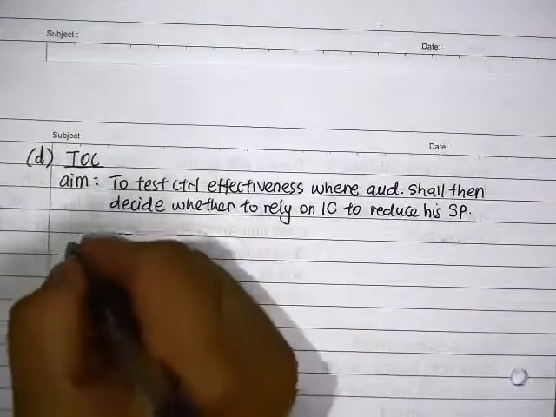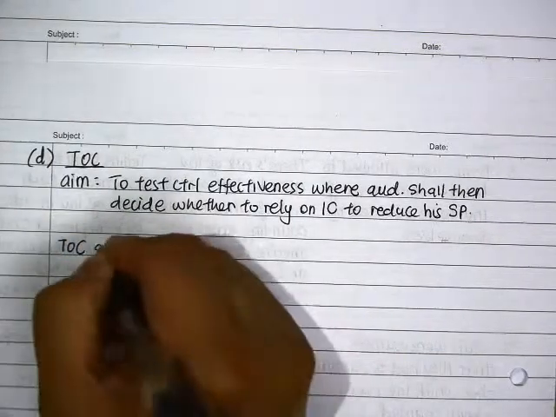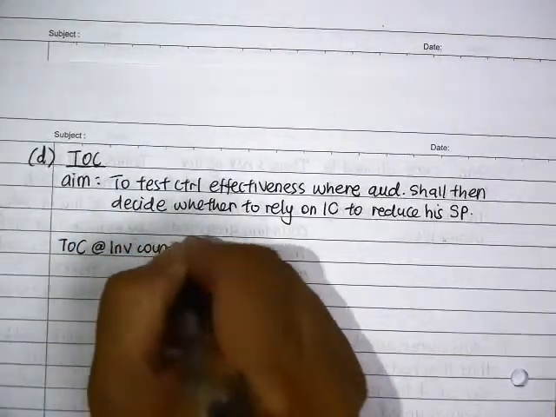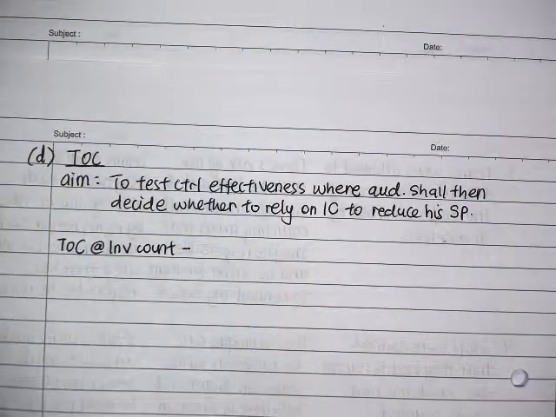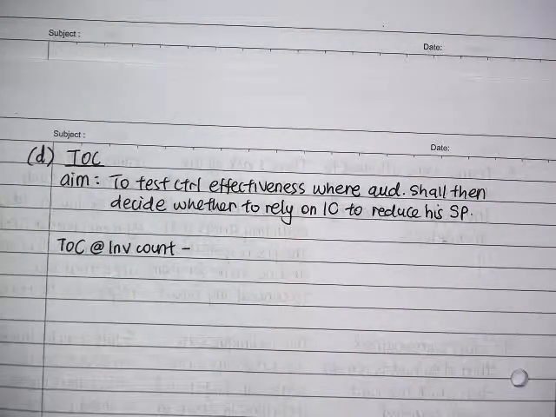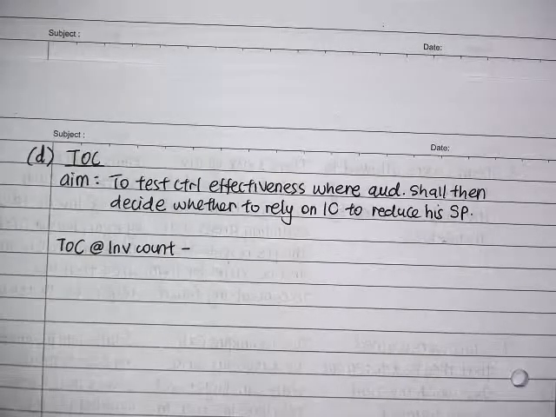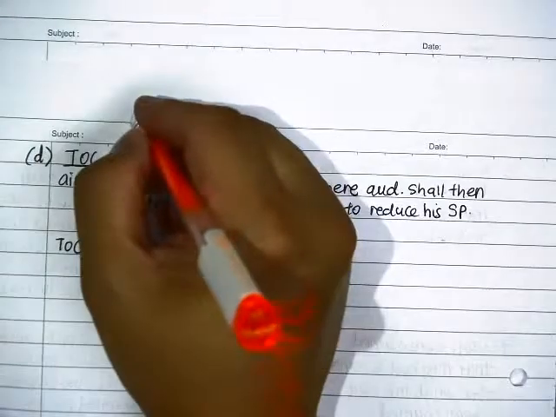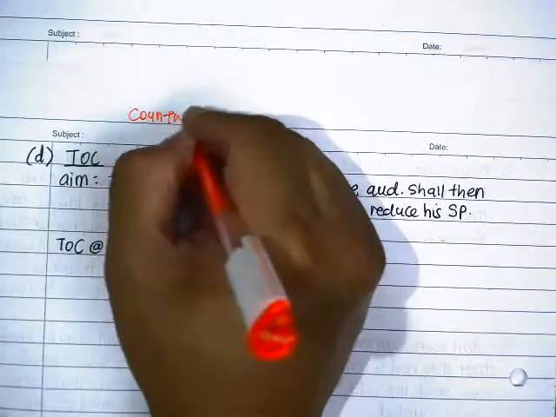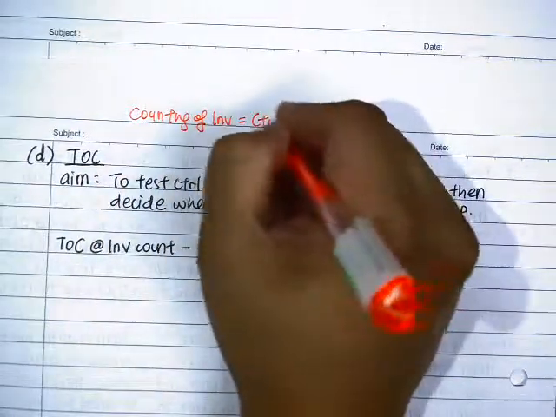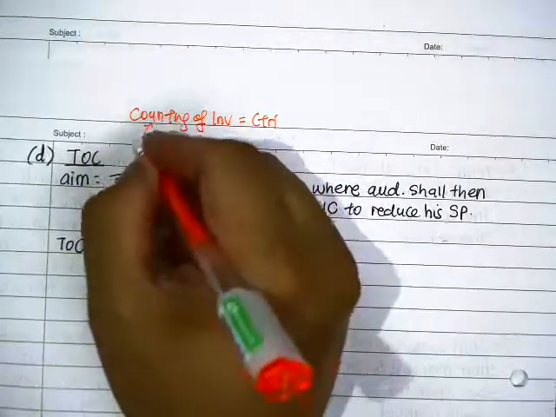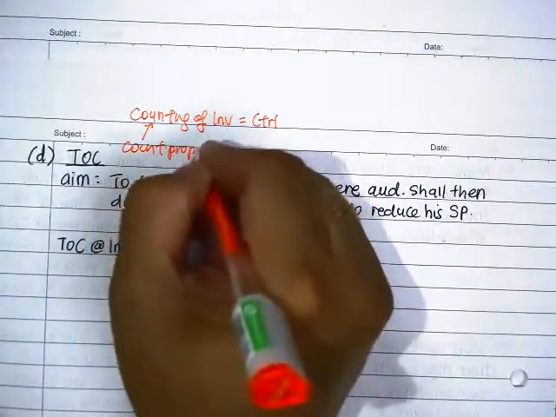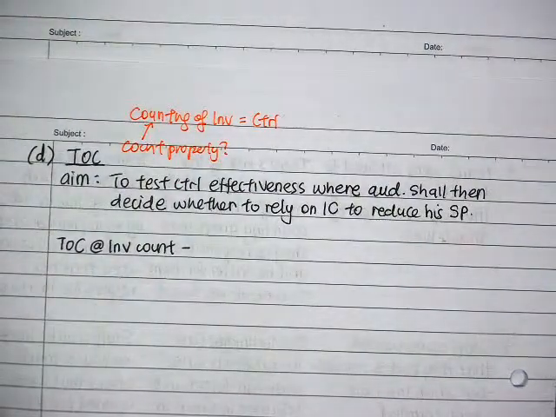Now, give an example. When you do TOC at inventory count, because we told you all before that inventory counting is also an example of internal control, alright? So what you need to do here is to make sure that they can count properly or not. Okay, so control to them is counting the stock. Can you see or not? So the idea is the counting of stock is a control. So can they count properly?